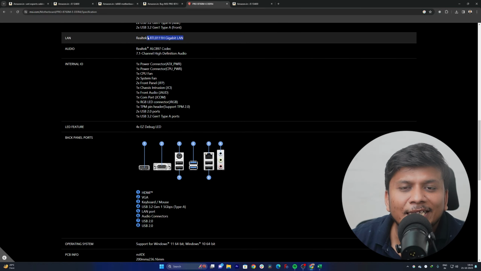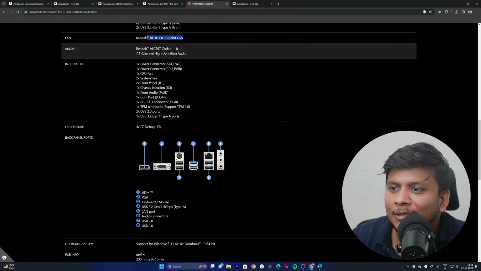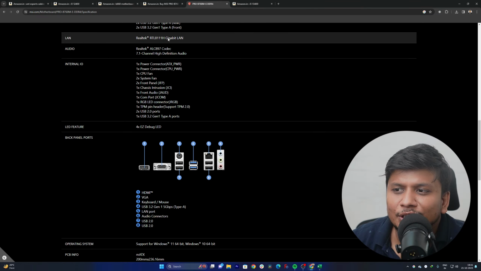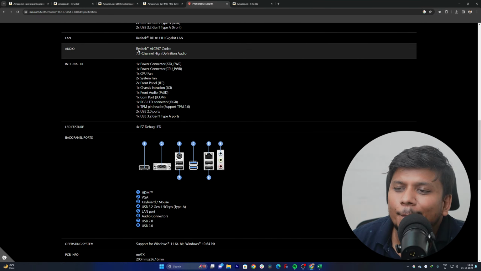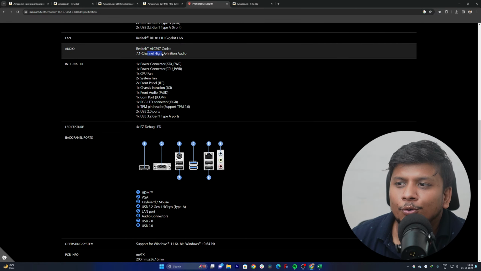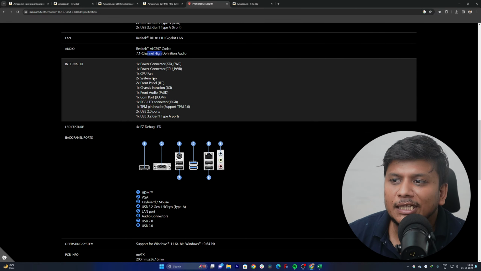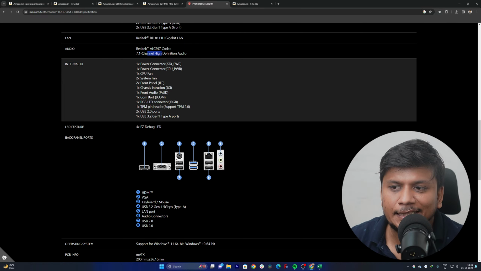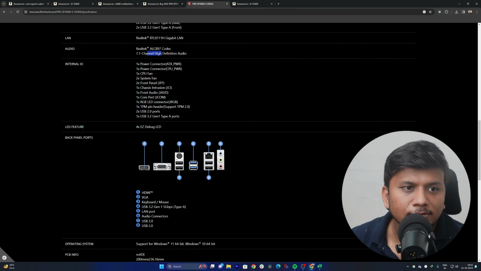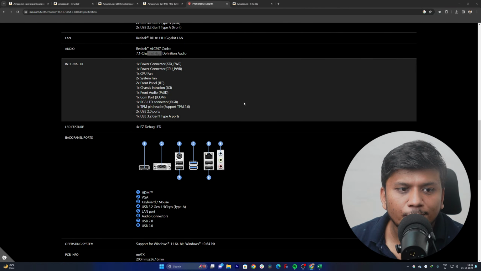Especially when we create a NAS drive, it is very essential to have a LAN with higher bandwidth or higher capacity. But for internet, I don't think it is not decent enough. Now, coming to audio, it supports 7.1 channel high definition audio, which I would say is great for the price you pay.